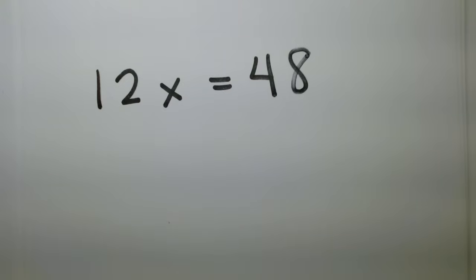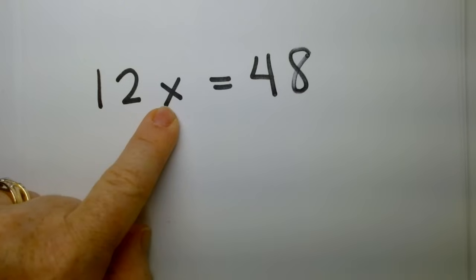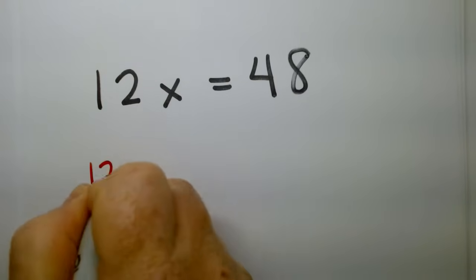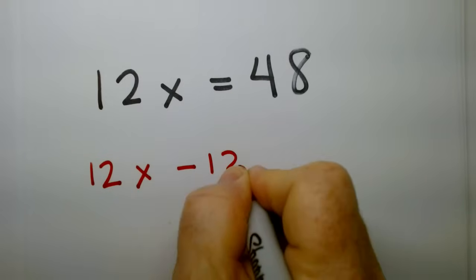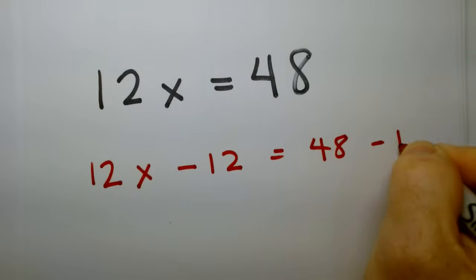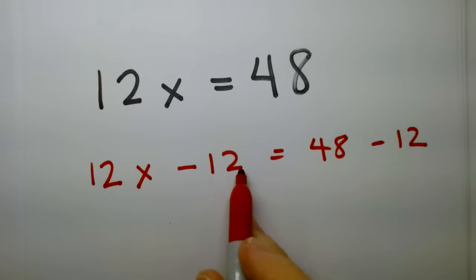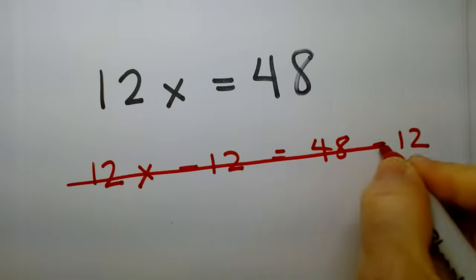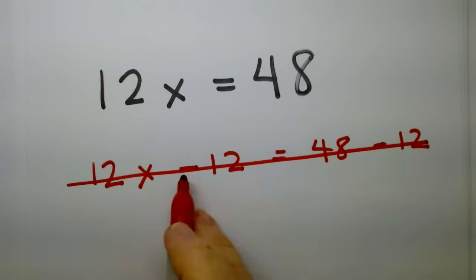Okay, so what we do is we want to get x by itself. I can't subtract 12. Well, if I tried that, watch. 12x minus 12 equals 48 minus 12. So there's no x here, so I can't combine it. So I just made the problem harder. So that's not the solution. So we're not going to add or subtract. Instead, what we're going to do is divide.